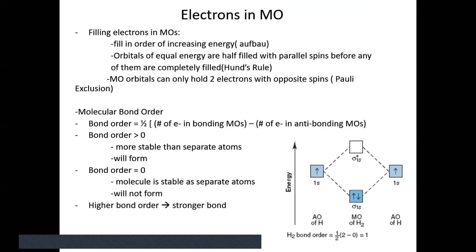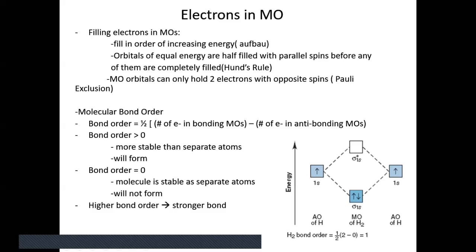Now, one thing we're able to determine from molecular orbitals is the bond order, which is half of the number of bonding electrons minus the number of antibonding electrons. If the bond order is greater than 0, it means it's more stable than the separate atoms, and it will form. If the bond order is equal to 0, the molecule is not stable, it's more stable as separate atoms and will not form. So the higher the bond order, the stronger the bond.